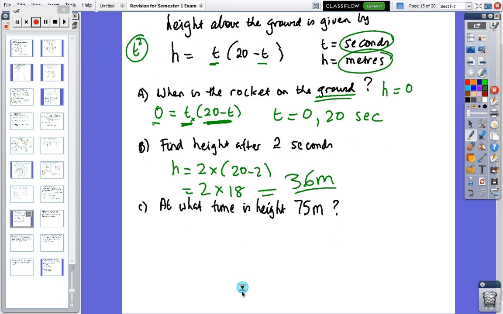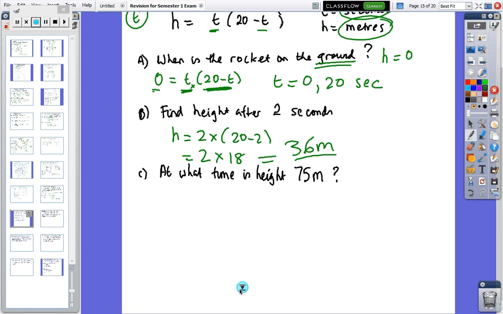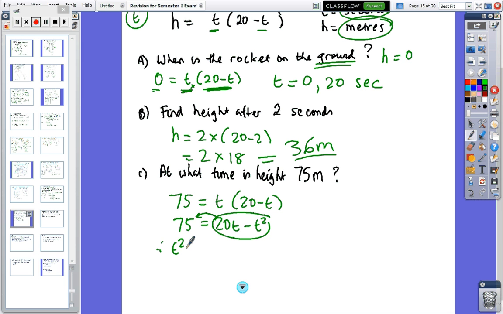And the last one, at what time is the height 75? So 75 equals t bracket 20 minus t. Now, you can't solve an equation that equals 75. You have to make it equal to 0. So let's expand out. So we've got 20t minus t squared. Now, t squared's negative, so take it all to one side. So now t squared turns into plus, 20t turns into minus, 75 hasn't moved.